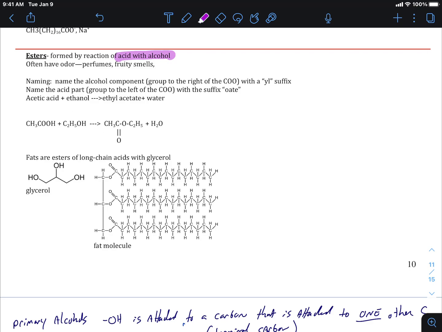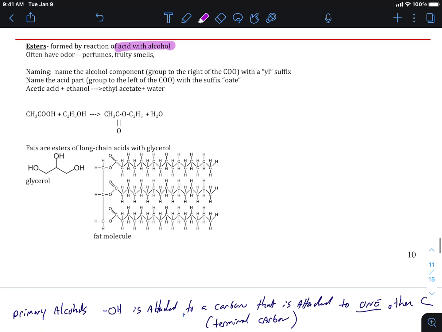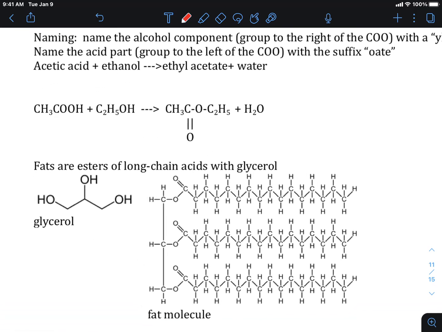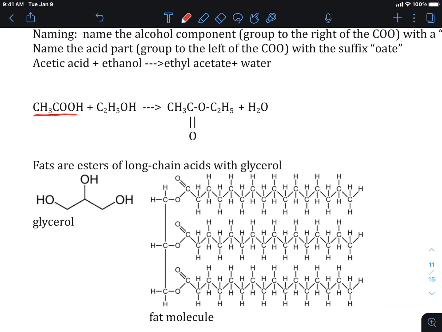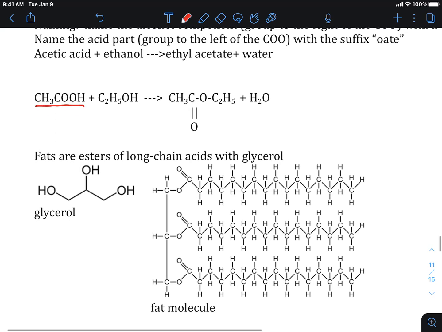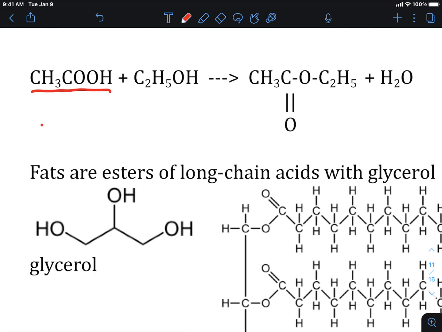So here's what happens. You see how this guy right here, right? So that's condensed structural for an acid. That's actually ethanoic acid, right? So the structure of this is actually this. I'm gonna make the H a different color. Does that diagram make sense?